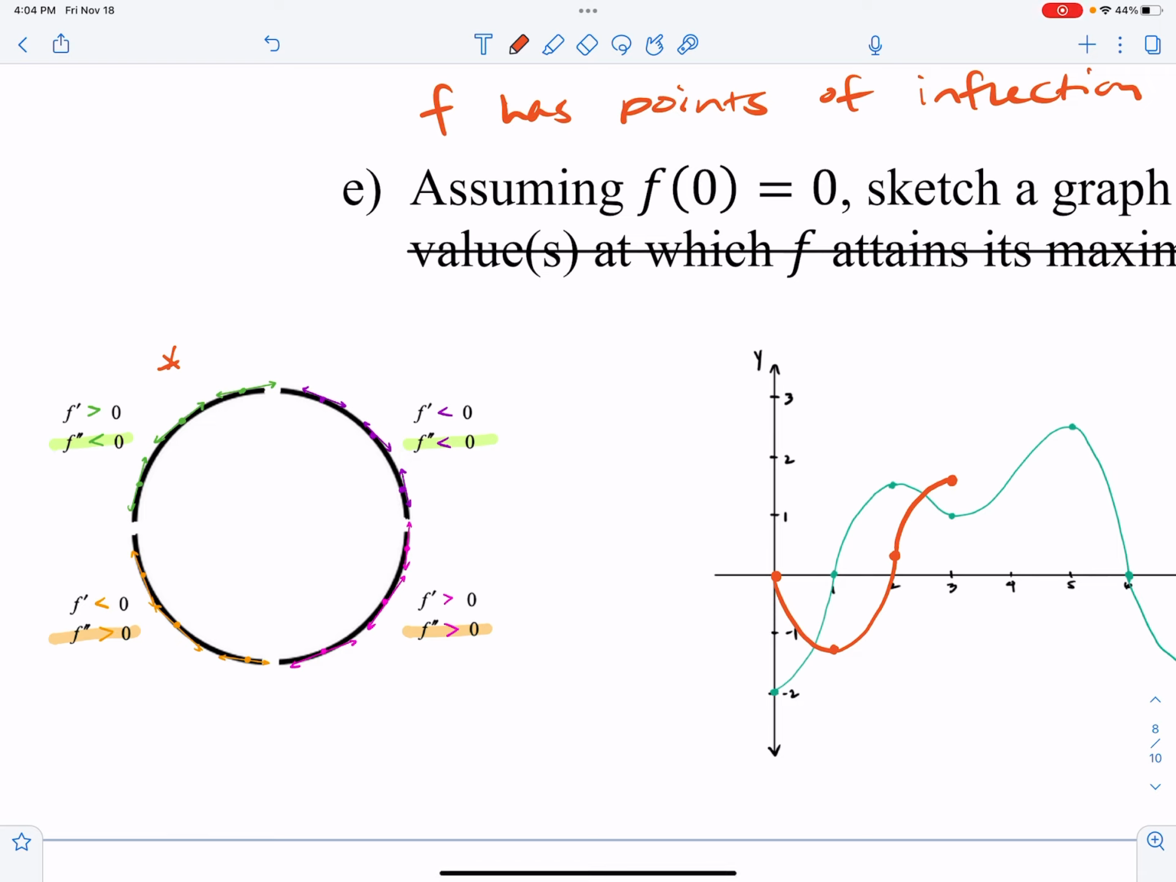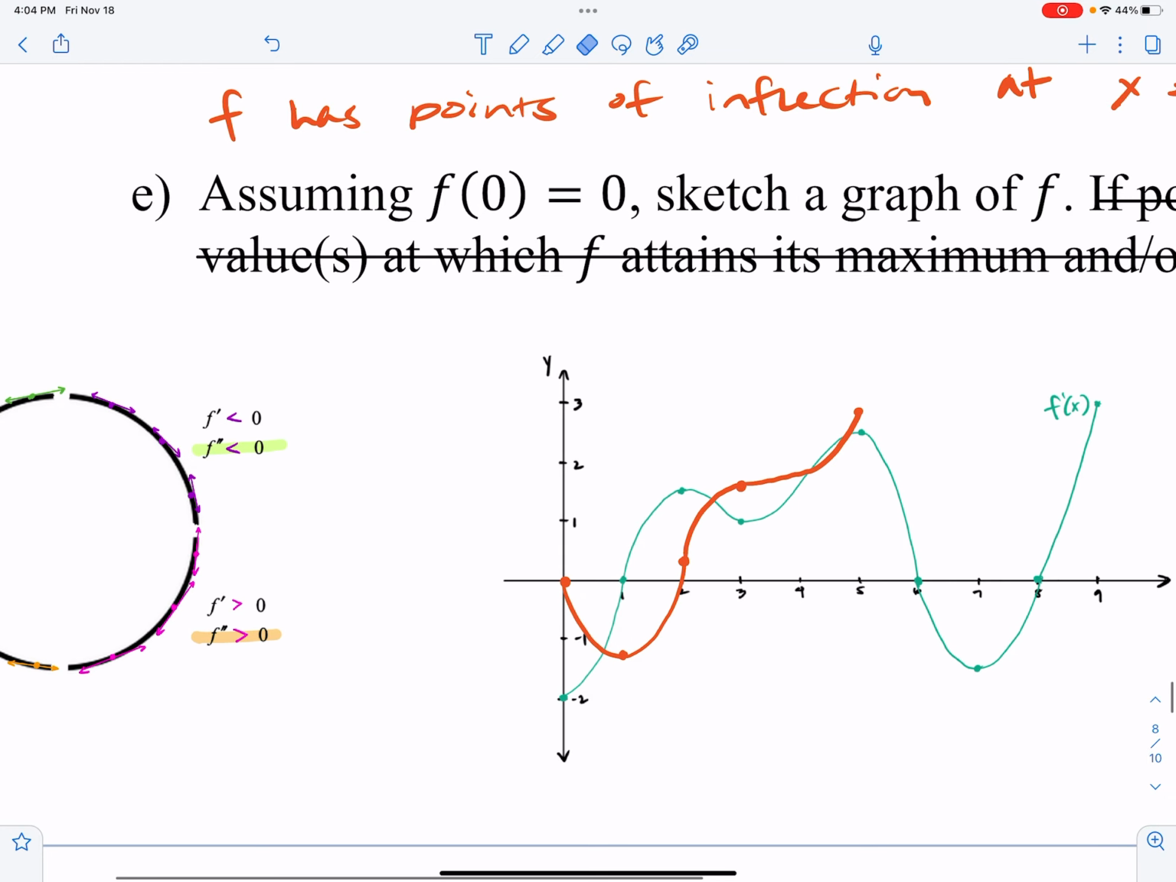Okay. And then from 3 to 4, f prime is positive and f prime is increasing. Therefore, f double prime will also be positive. So the graph will change to be concave up again. It's this bottom section. Sorry, that's not between 3 and 4. That's between 3 and 5. So it'll be concave up. I don't know where that point is exactly. I just know that it goes to x equals 5.